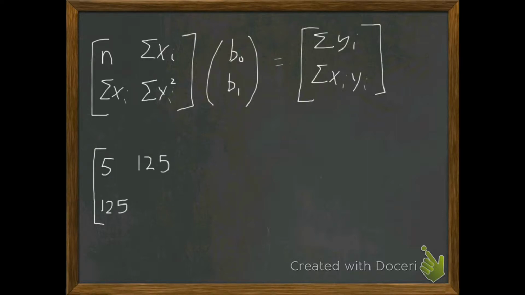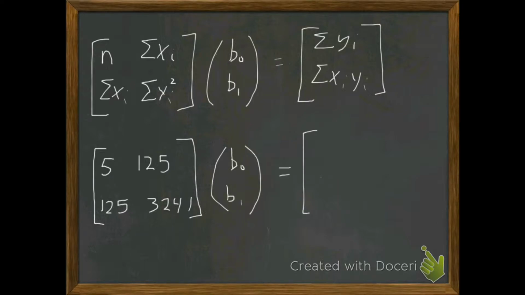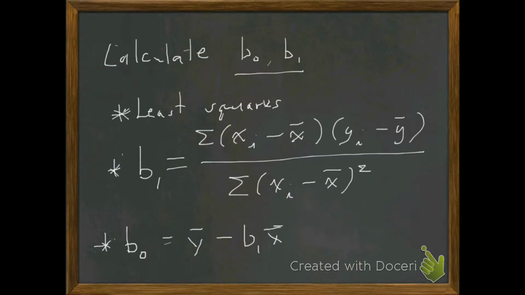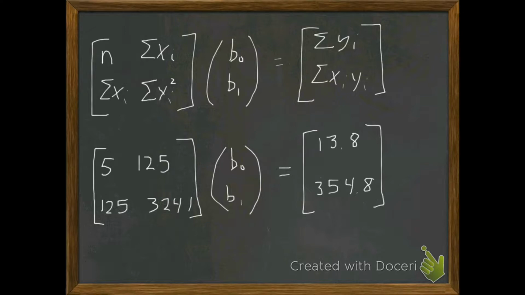Same thing here. And here we have 3241. So we have B0, B1, and from the beginning of this video we saw that this was 13.8 and this is 354.8. I think that 354.8, that's what we had, right? Yeah. Sorry for jumping around on you.